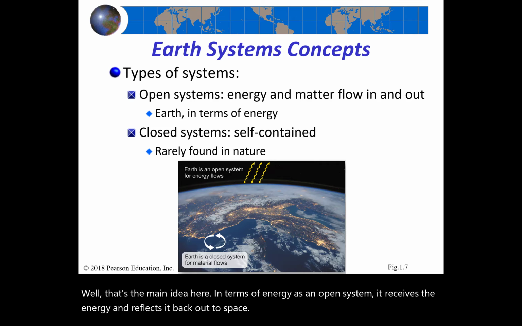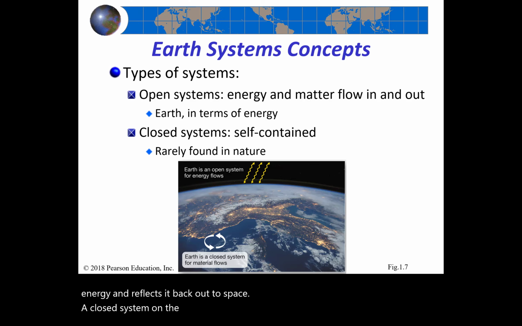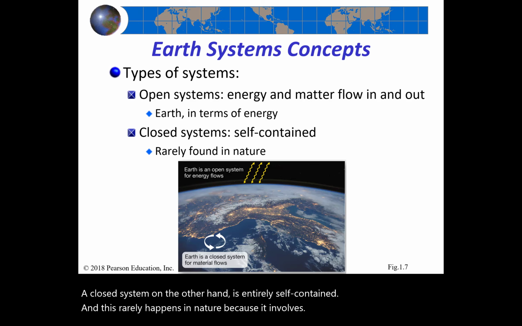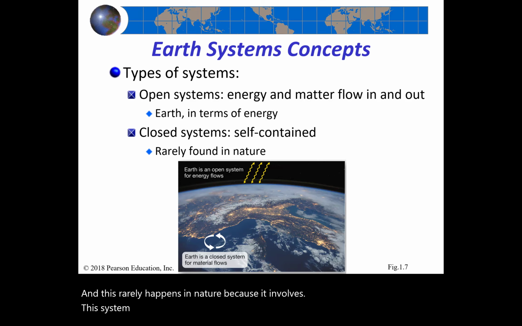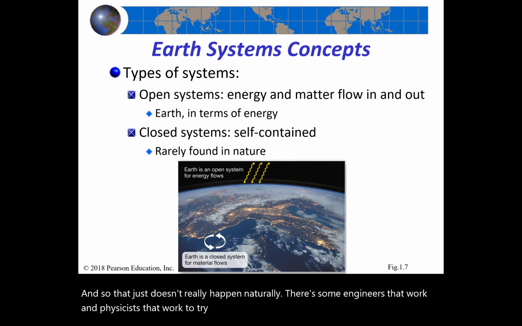A closed system, on the other hand, is entirely self-contained. And this rarely happens in nature because it requires the system to be making its own energy and consuming its own matter and then making new matter. And so that just doesn't really happen naturally. There are some engineers and physicists who work to try to create closed systems, but they are rare in nature.